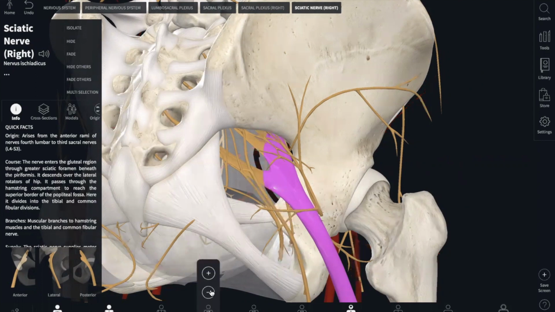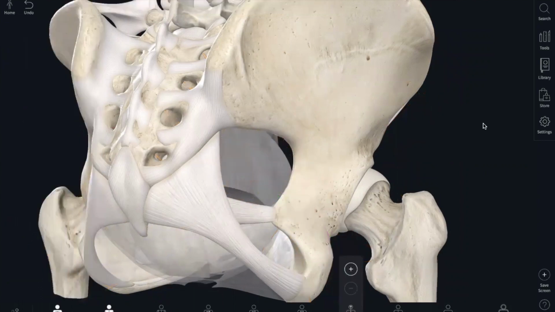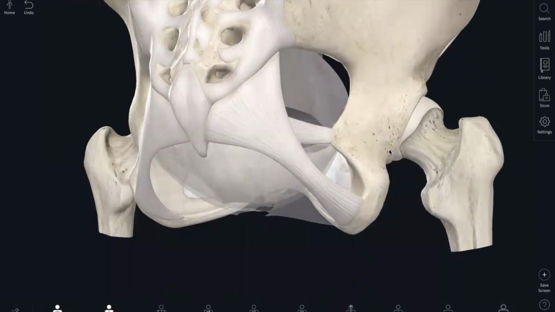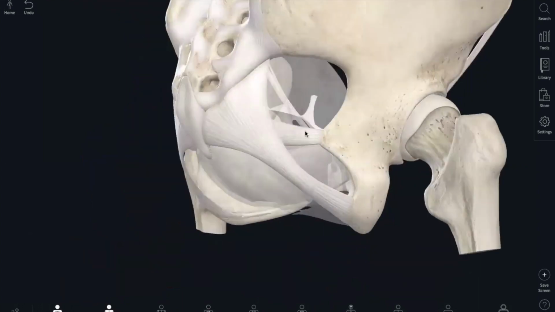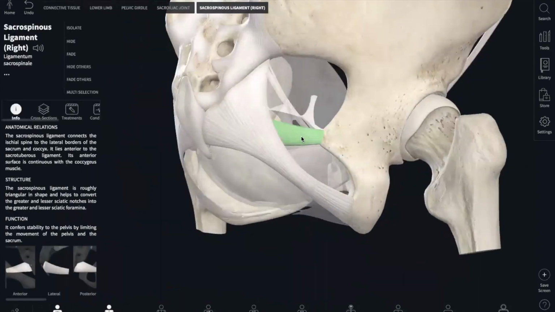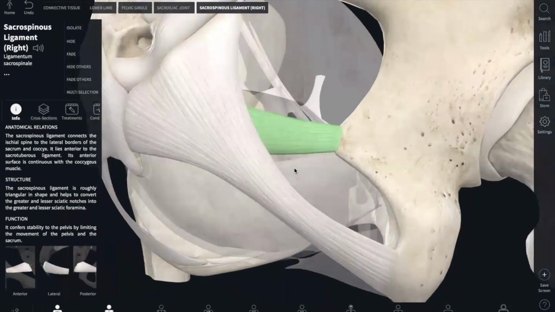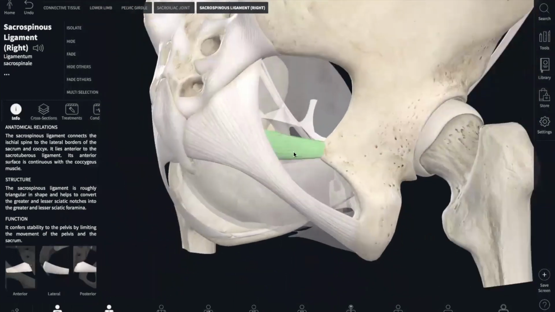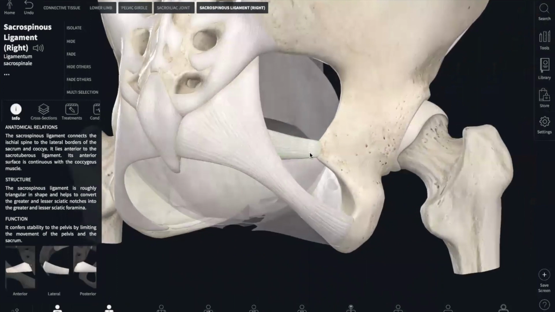Okay, now let's move down to the lesser sciatic foramen. Okay, the lesser sciatic foramen is inferior to the sacrospinous ligament, and it's this little ovular hole over here. And what passes through here, you can remember with a good acronym, which is PINTO, P-I-N-T-O: the pudendal nerve, internal pudendal artery and vein, nerve to the obturator internus, and tendon to the obturator internus.